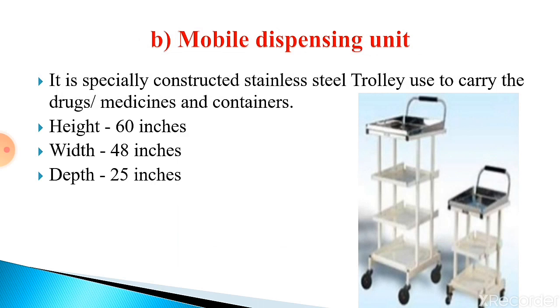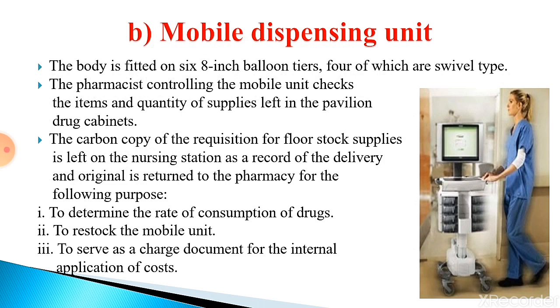Here you can see the stainless steel trolley with a height of 60 inches, width 48 inches and depth 25 inches. Different compartments are there to store the different medications, and this unit is mobile, so we can move it from one place to another. The body of the mobile unit is fitted on 6 eight-inch balloon tires, 4 of which are swivel type. The pharmacist controlling the mobile unit checks the items and quantity of supplies left in the pavilion drug cabinets.